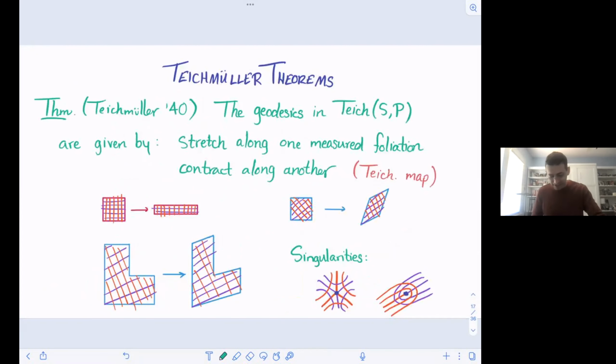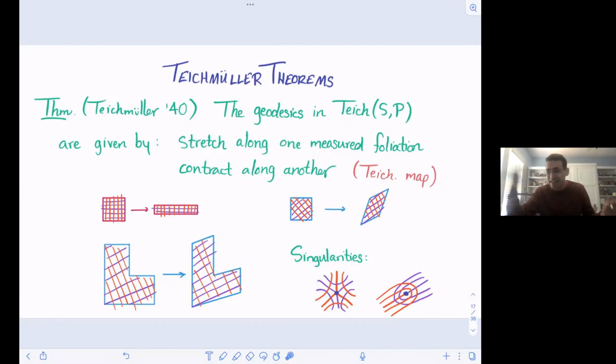So this is my summary of Teichmüller's theorems. This is from 1940. He tells you exactly what the geodesics are in this space. The geodesics are given by, you take two of these measured foliations, just like we saw earlier in the talk, not by coincidence, and you stretch along one and contract along the other. Those are the geodesics in the space.